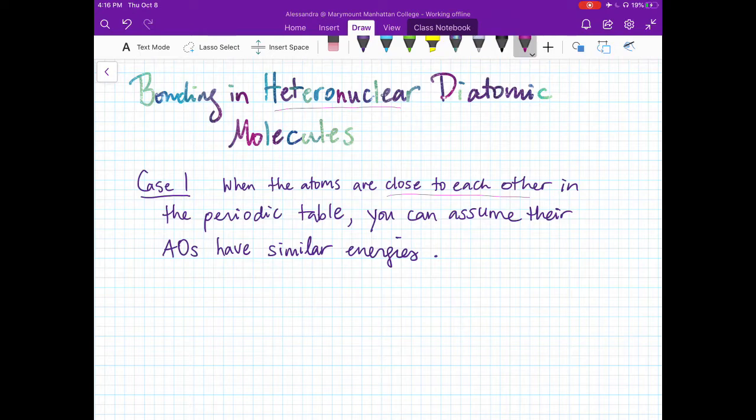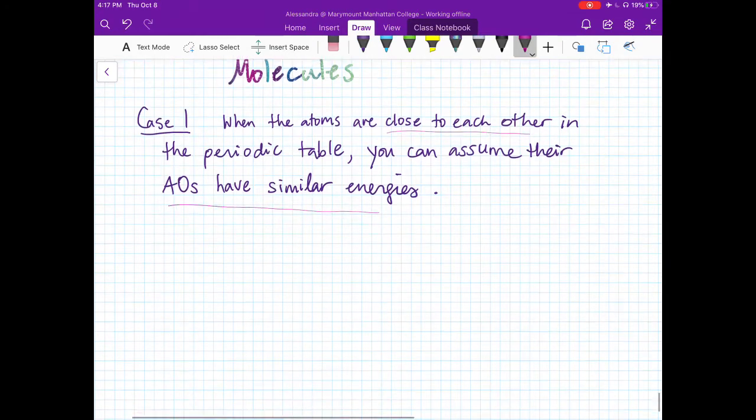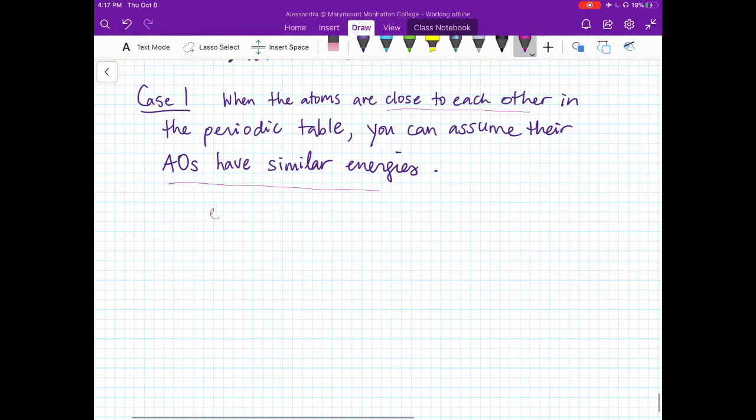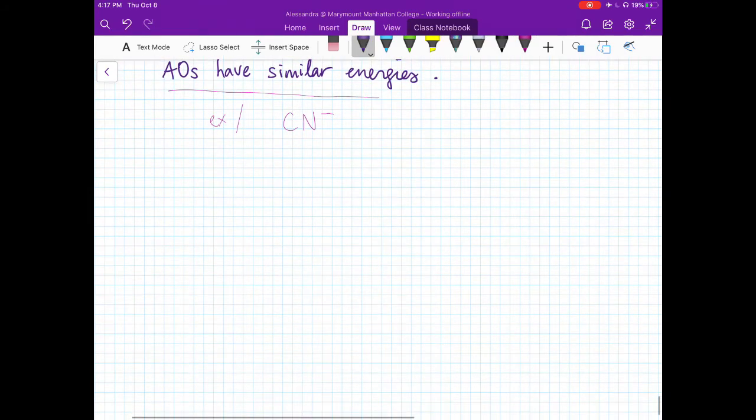If they're close to each other in the periodic table, you can assume that their atomic orbitals have similar energies. So they're going to overlap in a similar way to homonuclear diatomics. So you treat them in a very similar way to homonuclears. For example, let's take the cyanide ion, CN minus, and let's draw an MO diagram for it.